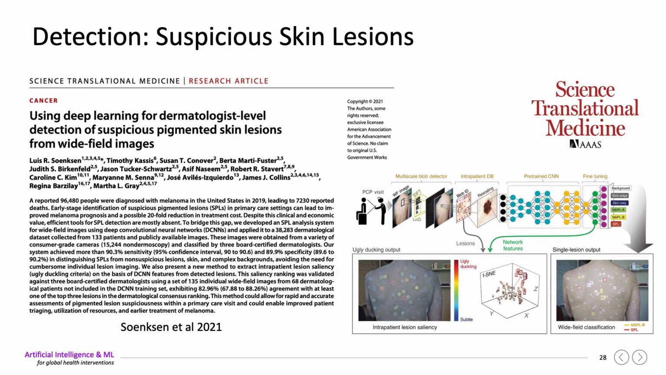The system achieved more than 90.3% sensitivity and 89.9% specificity in distinguishing suspicious lesions from non-suspicious lesions, skin, and complex backgrounds, and it extracts an intrapatient lesion saliency, an ugly duckling ranking that reached about 82.96% agreement with dermatologist rankings. This is a powerful example of computer vision enabling rapid, low-cost triage that could improve early melanoma detection in primary care.